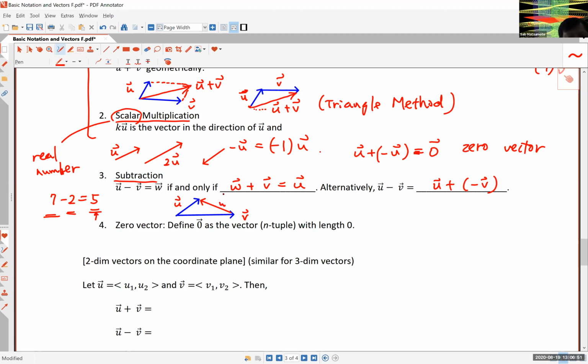This is w because remember, if you start here, you keep walking along v and then you keep walking along w, v plus w would be the endpoint here, which is u, right? And so that's the way to think about this. W is the vector so that when added to v, you get u.